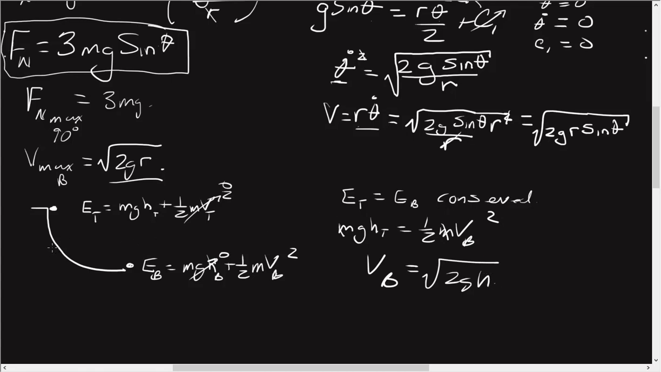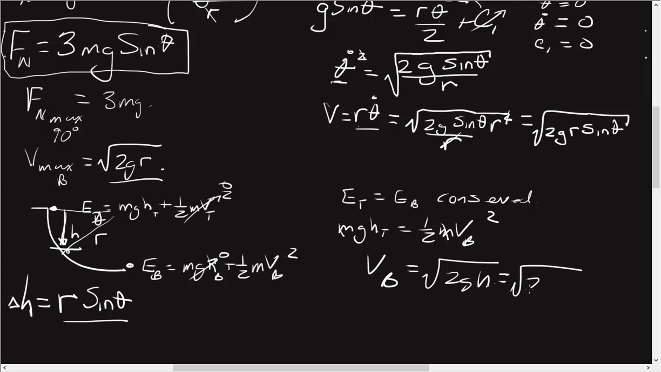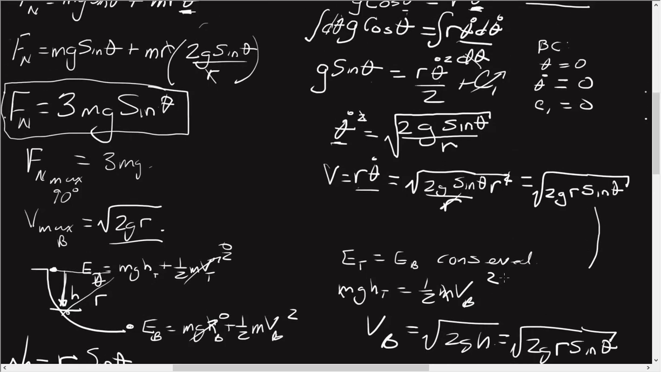In fact, we could have done this for any h. Because h, or delta h if you'd like to call it that, would be r sine theta. That's theta, and that's r, that's our drop height. So if we replace this h with r sine theta, we get the square root of 2gr sine theta, the same answer from above.